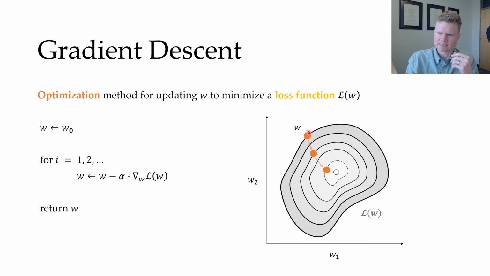I go down this gradient. I take a step of the gradient. I end up right here. I take another gradient step. I end up right here, and so on. So I'm updating my understanding of what the weights should be in order to try to minimize my loss function.